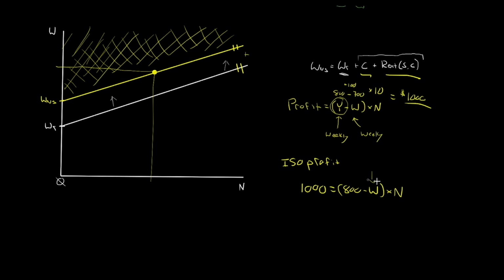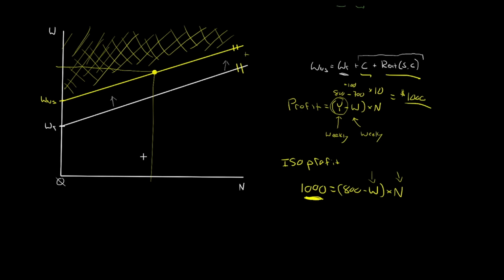What are all the different combinations of W and N that are possible such that my profit is the same, unchanged? This is very similar to our indifference curves where we said, hey, what would be my substitution between cheeseburgers and hot dogs such that my happiness was unchanged? Or in terms of our iso cost, how could I substitute between coal and workers such that my cost of production was unchanged? Same thing here. It's saying, how could I substitute between the wage that I pay people and the number of people that I hire such that my profit is maintained?